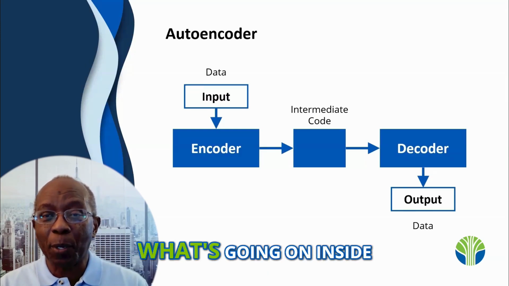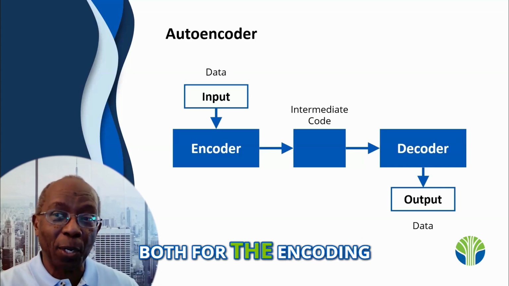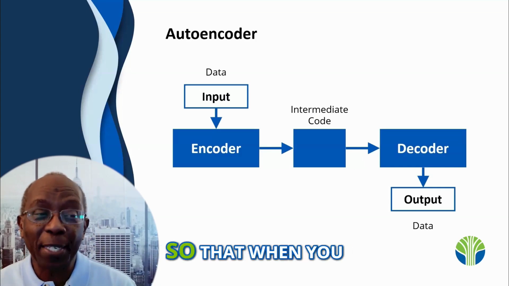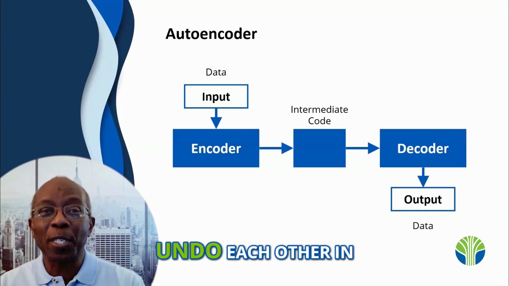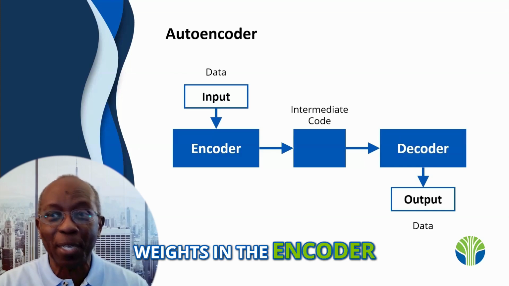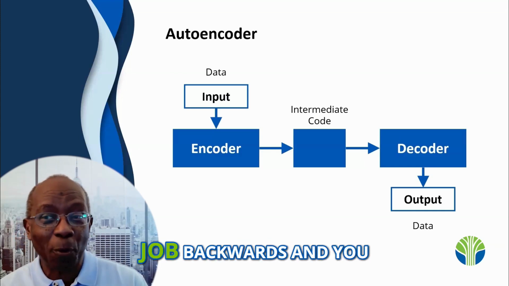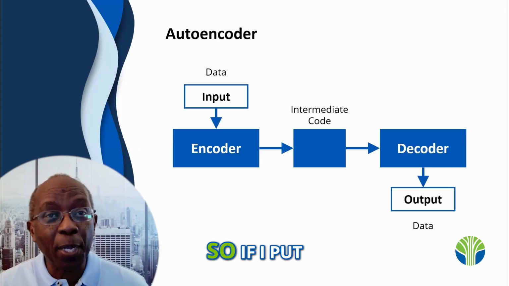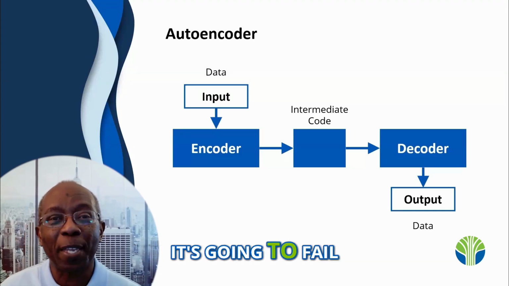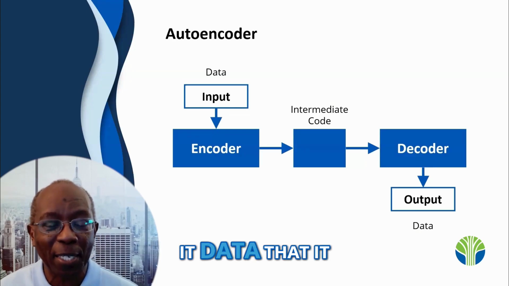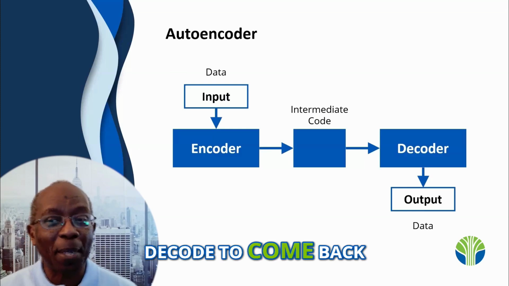Now, think about it. What's going on inside those neural networks? They're learning the appropriate weights, both for the encoding and the decoding, so that when you put in normal data, those weights will actually undo each other in the sense that the weights in the encoder and the weights in the decoder match in that they do the job backwards and you get your data back. So if I put in data that is abnormal, well, it's going to fail because now I'm giving it data that it was not trained to encode, decode to come back to the same thing.